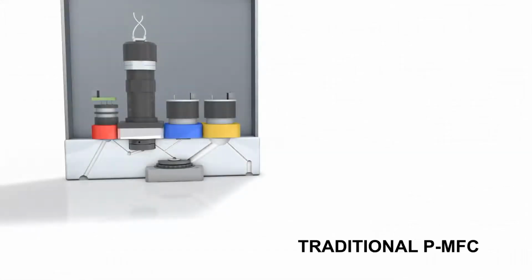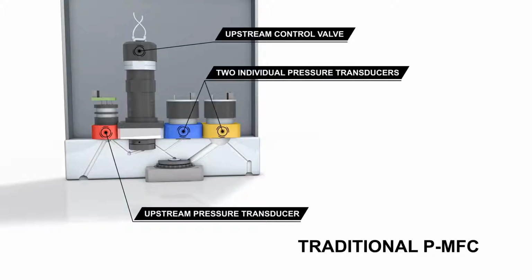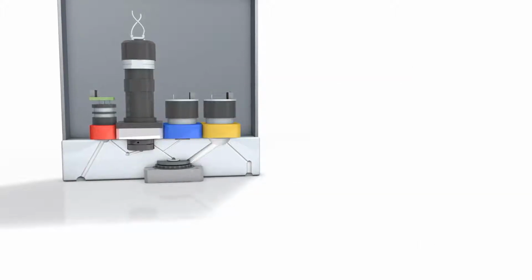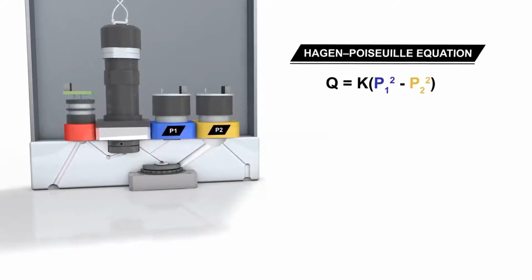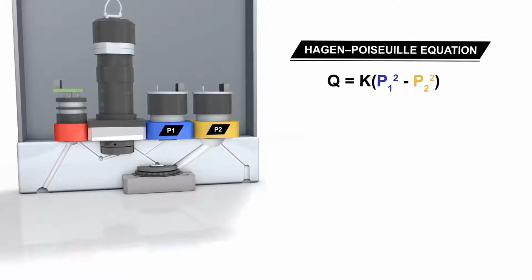A traditional PMFC approach includes an upstream pressure transducer to measure the supplied pressure, an upstream control valve, two individual absolute pressure transducers, and a laminar flow element. The two individual absolute pressure transducers and the laminar flow element work together to measure the pressure drop. This information is then used to derive the mass flow rate. This approach is proven and is less sensitive to supply pressure variations.